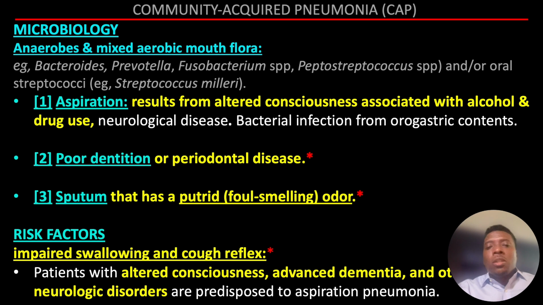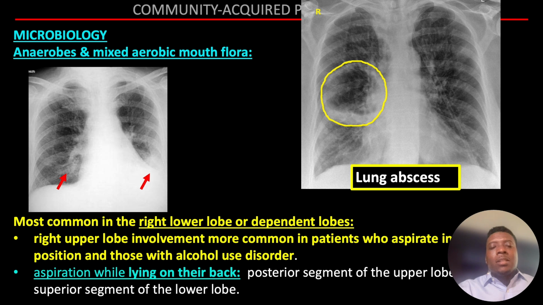Now, one of the key features of this condition on examination is that they may have this foul-smelling or putrid-smelling odor because of this anaerobic infection. So that's sometimes a tip-off that you should be thinking about anaerobes in your differential if they have this foul-smelling odor and associated risk factor for this condition.